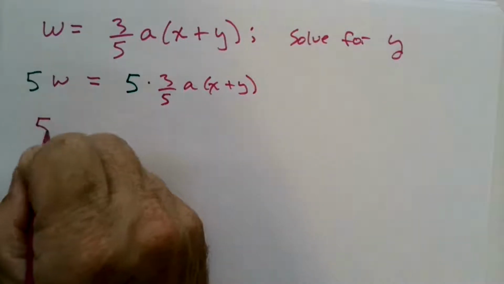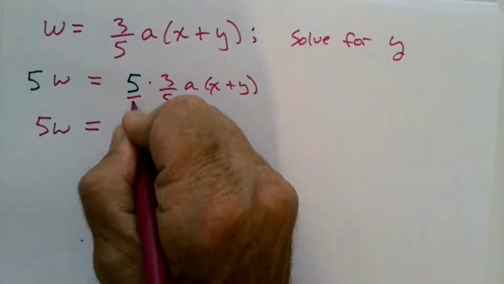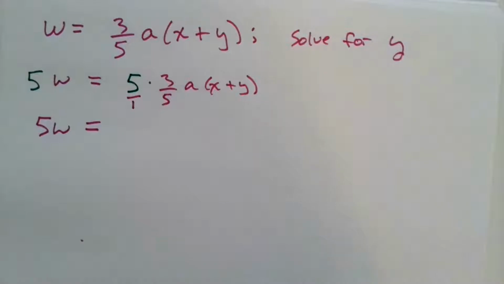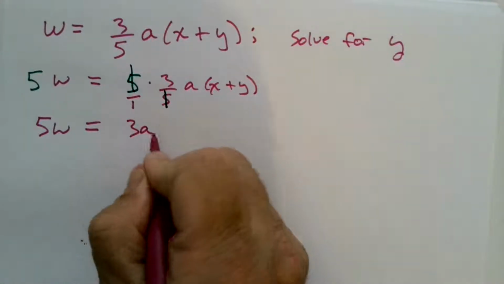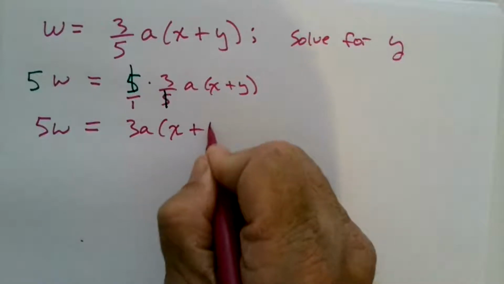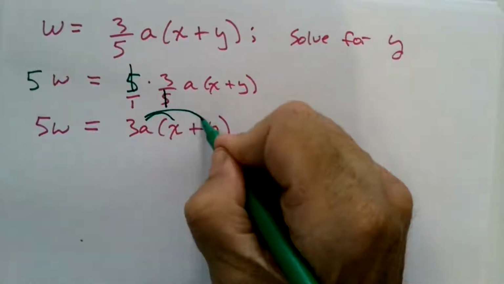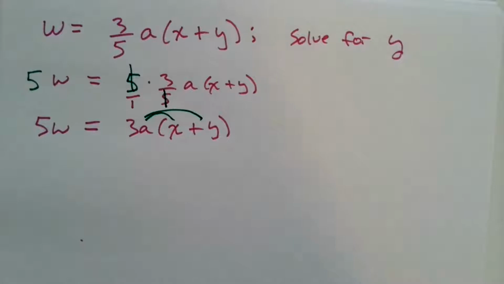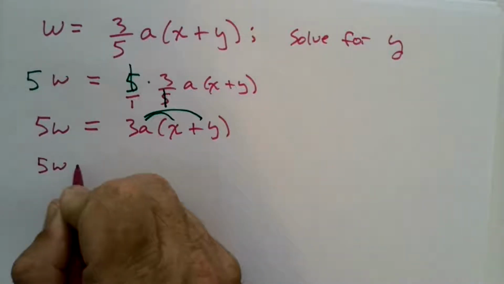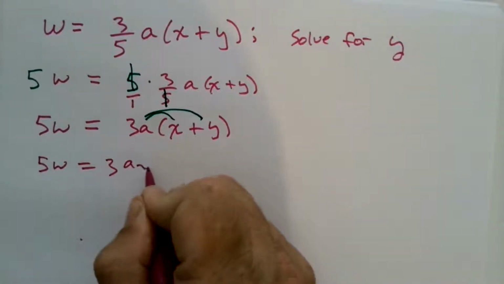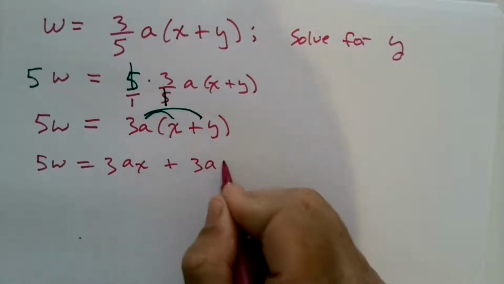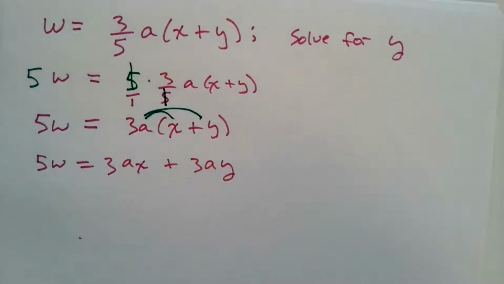Left-hand side is just 5W. Right-hand side, again, that's 5 over 1 times 3 over 5. 5 over 5 is 1 over 1. So that's 3 times 1 over 1 times 1. That's just 3A times X plus Y. We want to solve for Y. My next move is going to be to distribute: 3AX plus 3AY. So I get 5W equals 3AX plus 3AY.